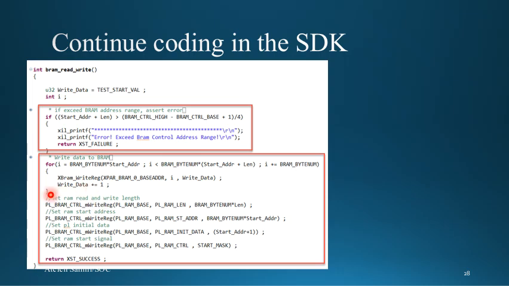In other parts of this BRAM read write function, by using the PL BRAM control mWrite, the different values that are required for this IP will be set and written in different addresses, which are, for example, the offset of RAM length from the base address, the offset of address from the base address, initial data from the base address, and control from the base address.